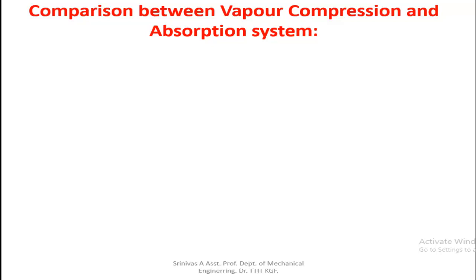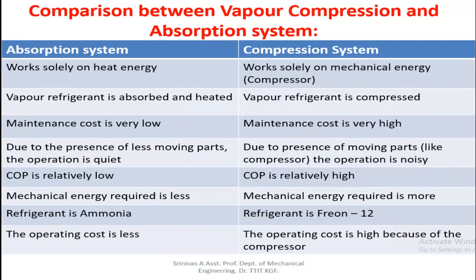Next, now we will come to the end of this one, and this is the difference between vapor compression and vapor absorption system. So the main differences are here. In the first column we have absorption system points, and here the compression system points. The first one is that it works solely on heat energy. This one works on heat energy, and this one works on mechanical energy. That is, here we use the compressor.